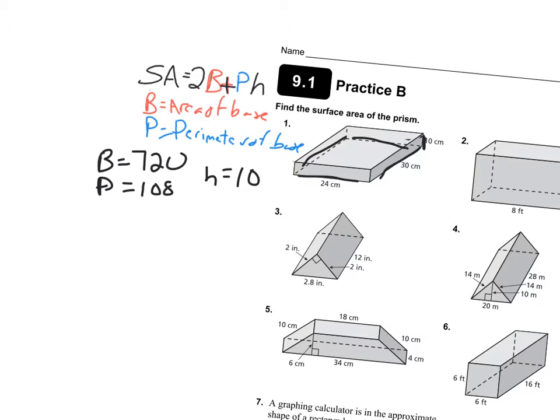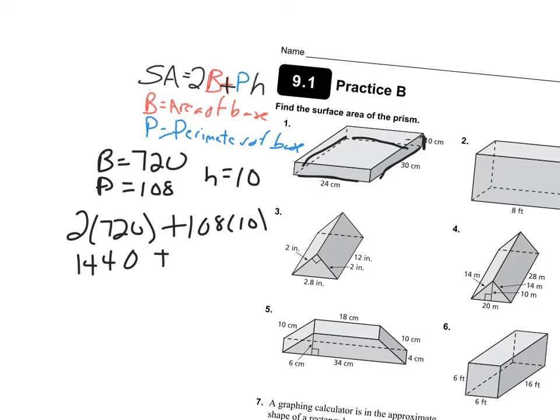Okay, then let's plug into the formula. So I get 2 times 720 plus 108 times 10. If I do this, I get 1,440 here plus 1,080 here. We add those together, you get 1,520. And then we need a label, so centimeters squared. Since it's an area, it is squared. Okay? So there is an easier way of solving this.